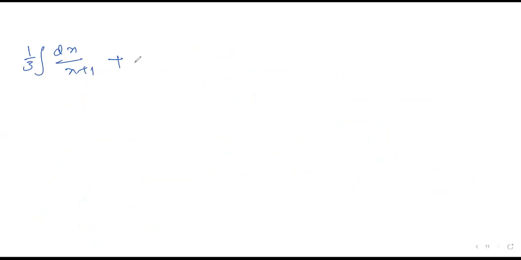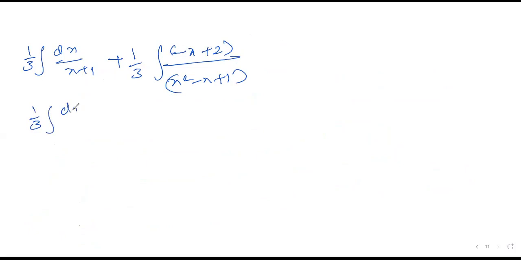So, continuation of the question. 1 by 3, I'll take common out directly. So minus 1 by 3 is minus x, and plus 2 by 3 means x plus 2, over the denominator x square minus x plus 1. Still clear? So next I want to do 1 by 3 dx by x plus 1.